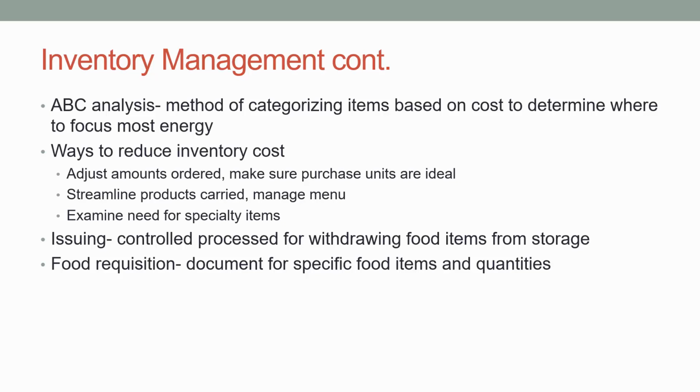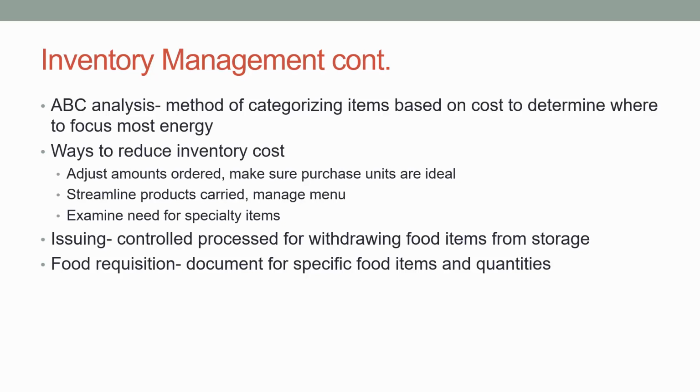Ways to reduce our inventory costs in general: adjust amounts ordered and make sure your purchase units are ideal for what you need. If you're really just not using as many peaches, maybe you don't need to buy them in as large of quantities as you've been buying them. So keep those in mind.